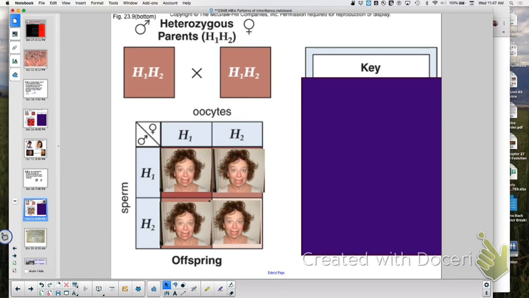So look up here. What's this individual? What kind of hair are they going to have? Straight. What about this one? Wavy.